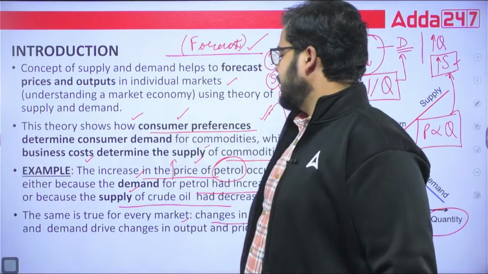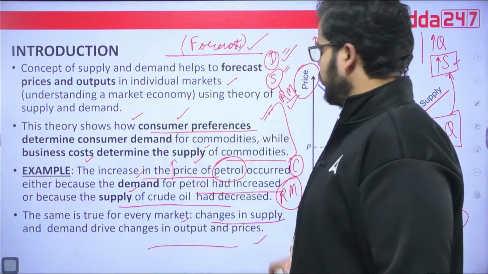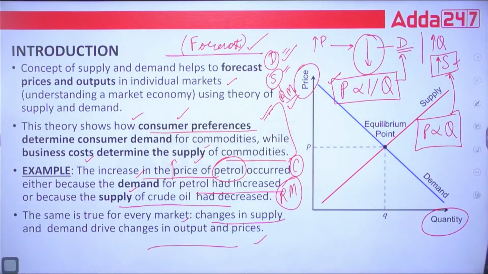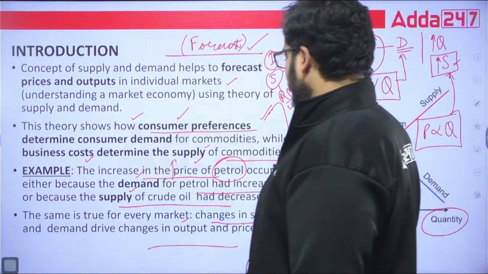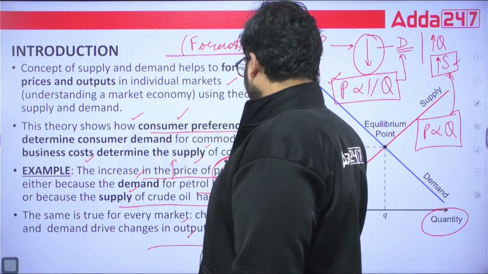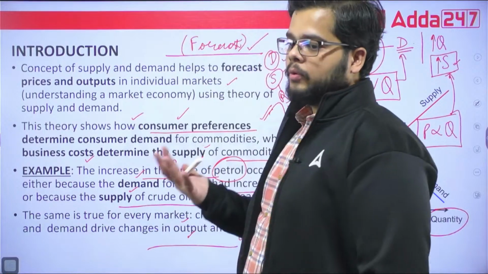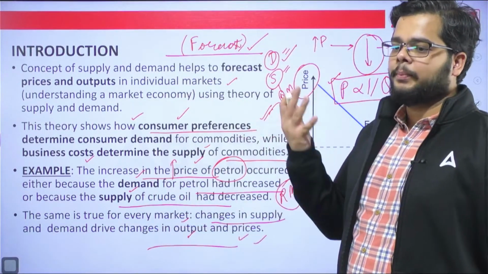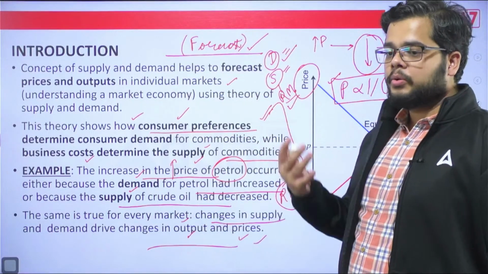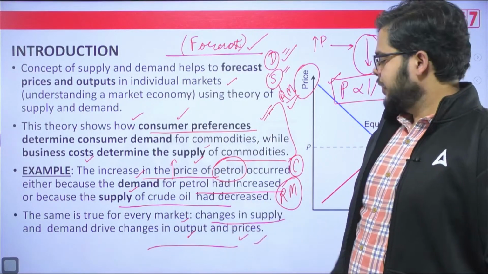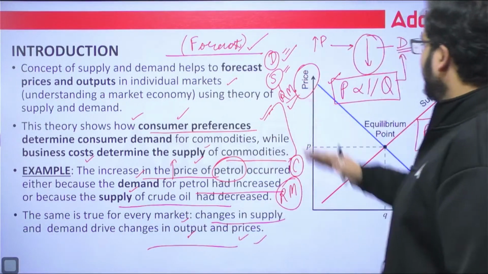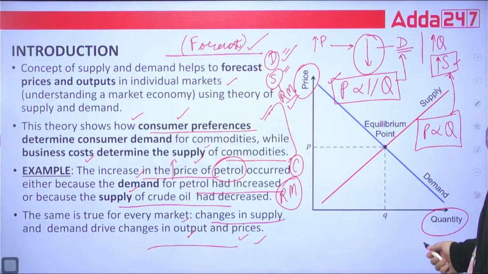Changes in supply and demand drive changes in the output and prices. Output and prices, these two terms are important. You should not ignore them. Output means the quantity, the number which is out there to be sold. And prices are the basic prices. So price and the quantity or the output.